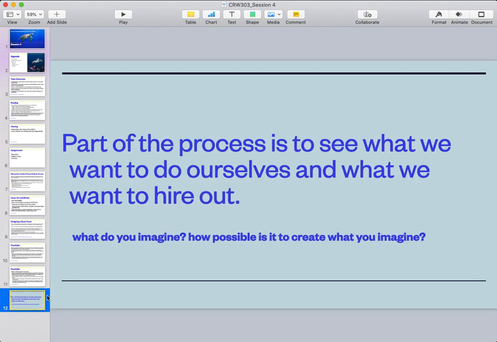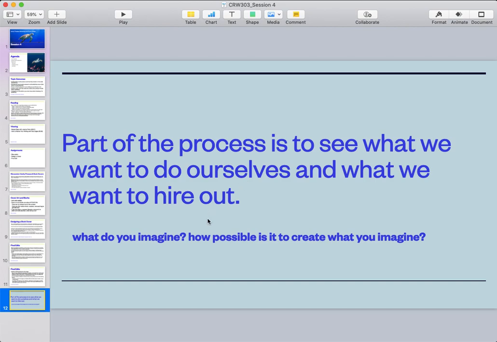So part of the process here is just to see what we want to do for ourselves and maybe what we want to hire out. So what do you imagine? How possible is it to create what you imagine? As you're looking at things like editing, as you're looking at things like cover art and publishing, what kind of things do you have an excitement about, that I'd like to try that? And what things do you find yourself saying, absolutely not, I do not want to do that myself. I really want to have a team with me for that. Whichever part of that space you end up in is for you to decide and you to create and get the support you need. So that's the aim.